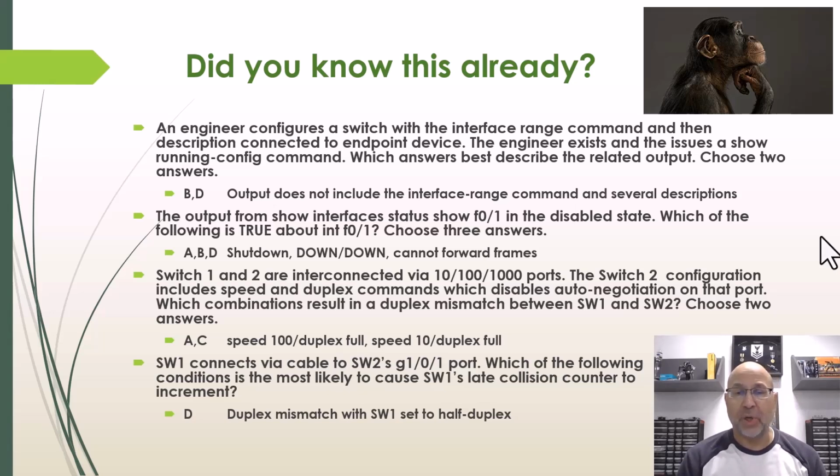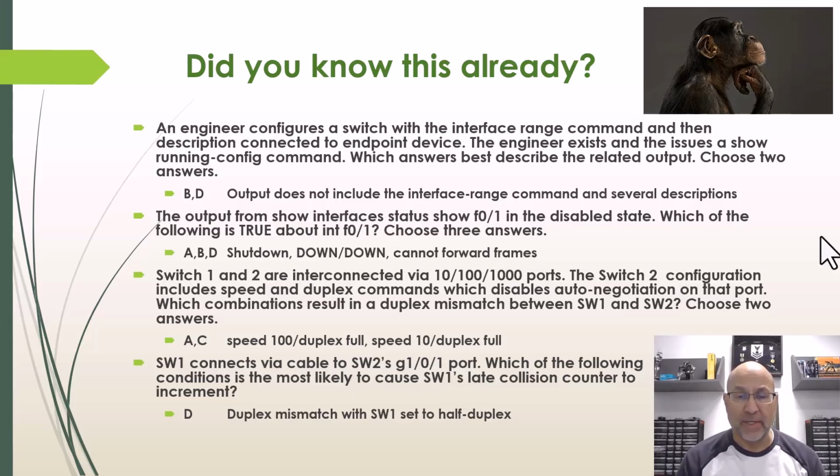The output from show interface status shows f0/1 in the disabled state. Which of the following is true about int f0/1? Choose three answers. Well, if it's disabled, then it's shut down. So that's what happens. We'll see what that looks like. The interface in the protocol will be down, down, and then you cannot use that port to forward frames.